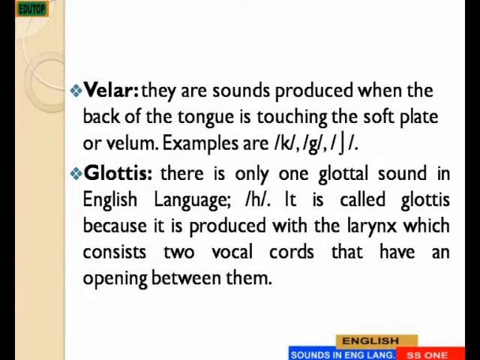The glottis. There is only one glottal sound in English language, and that is h. It is called glottis because it is produced with the larynx, which consists of two vocal cords that have an opening between them. So it is produced from the back of the mouth.